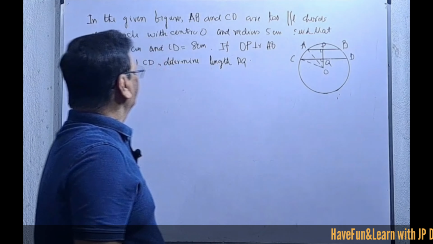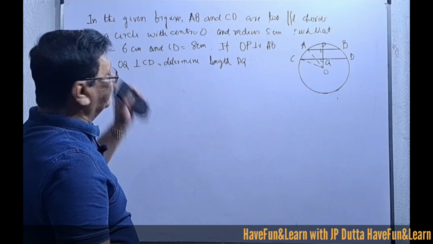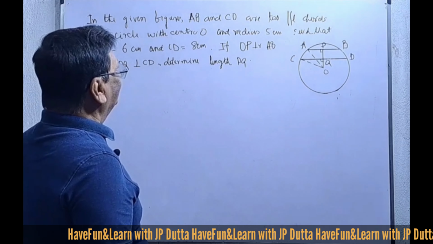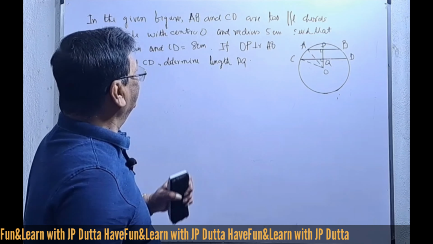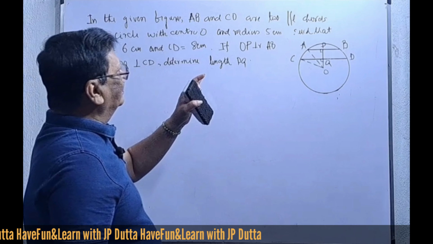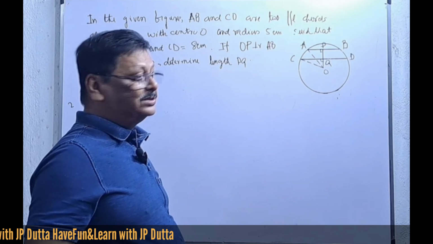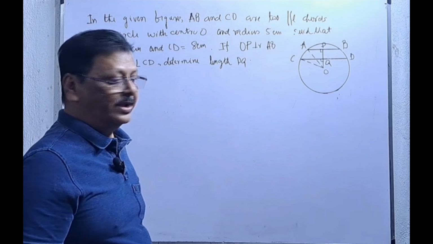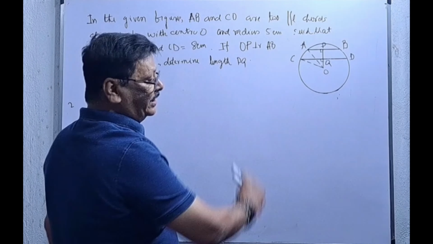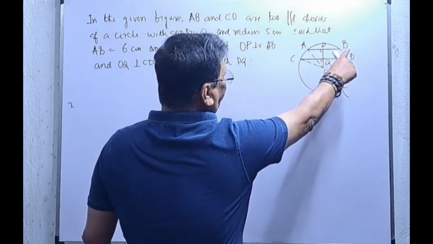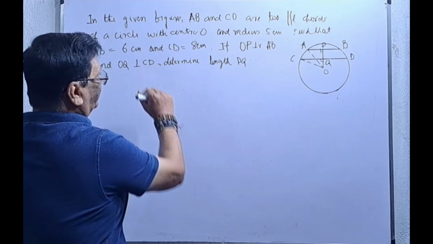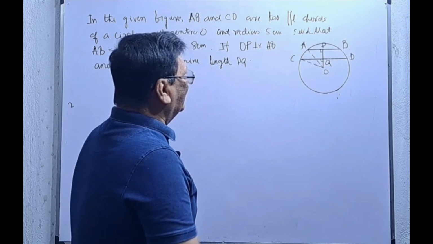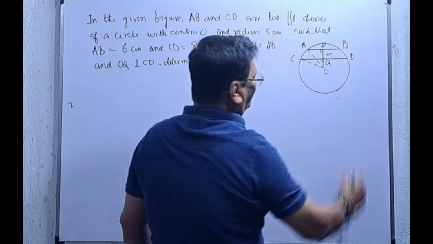In the given figure, AB and CD are two parallel chords of a circle with center O and radius 5 centimeter, such that AB is equal to 6 centimeter and CD is equal to 8 centimeter. OP is perpendicular to AB and OQ is perpendicular to CD. Now we have to find out the length of PQ.